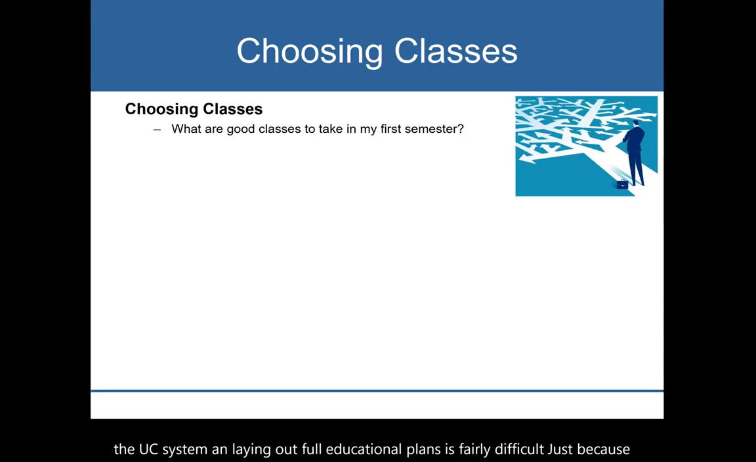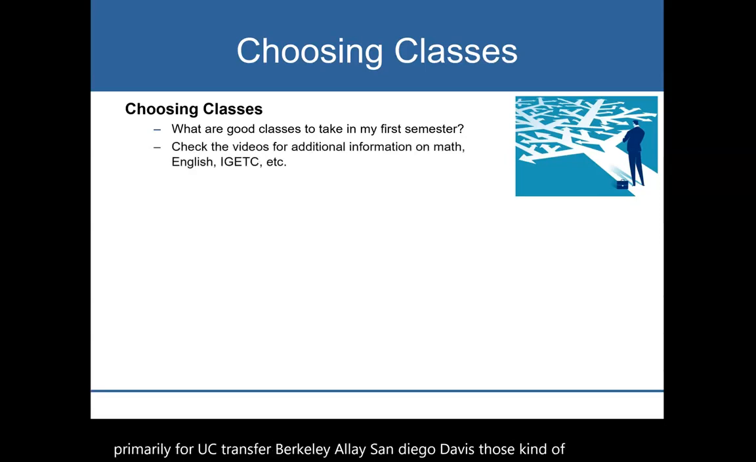But in general, these that I'm going to recommend here are geared primarily for UC transfer: Berkeley, LA, San Diego, Davis, those kind of universities primarily. Take a look at some of the additional videos I have on my page. There'll be additional information on choosing your math courses, selecting the most appropriate English class, and the general education.